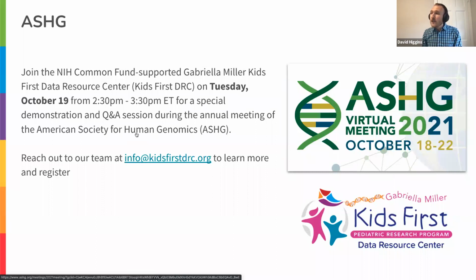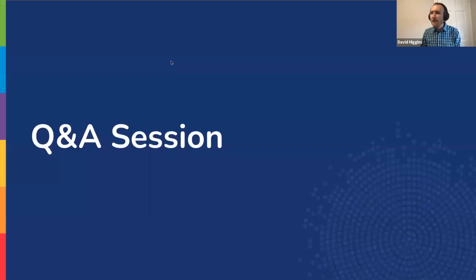And if you want to hear more, you can come if you're attending the ASHG conference. We're going to be giving a presentation specifically about the Kids First Data Resource Portal. That'll be at 2:30 on Tuesday, October 19th. So if you're attending the virtual ASHG meeting this year, come say hi to our collaborators with the Kids First program, and they can talk a little bit more about those resources and how they connect with CBTN's resources.